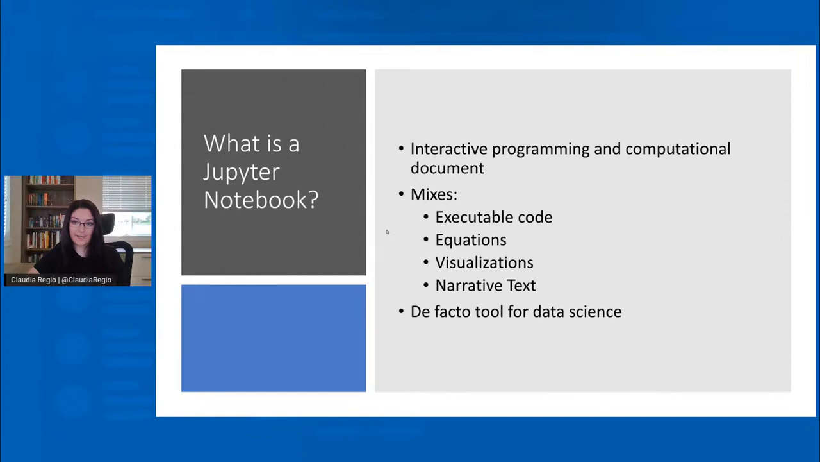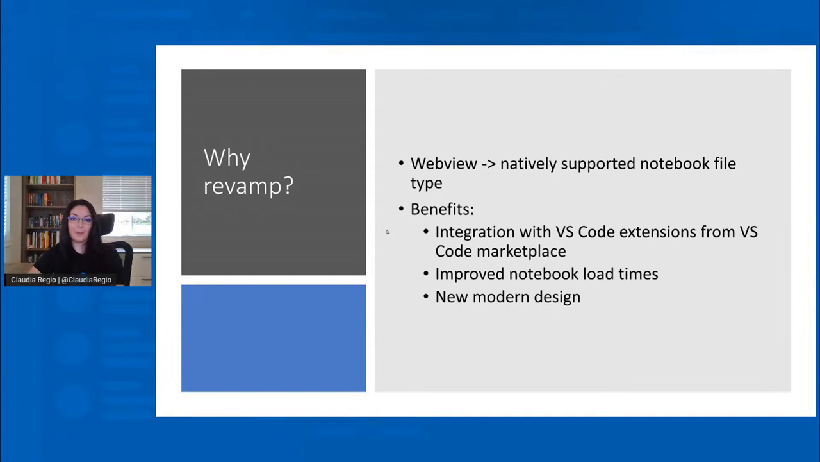For those of you who are familiar with our current implementation in VS Code Stable, you might be asking, why are we revamping? So we are moving from a WebView implementation to a natively supported notebook file type implementation. What that means is you will now benefit from the integration of all other VS Code extensions in the VS Code marketplace that you know and love, such as the Vim key bindings or bracket colorizer. Those are two very popular ones. You'll also benefit from improved notebook load times, as well as a new modern design.